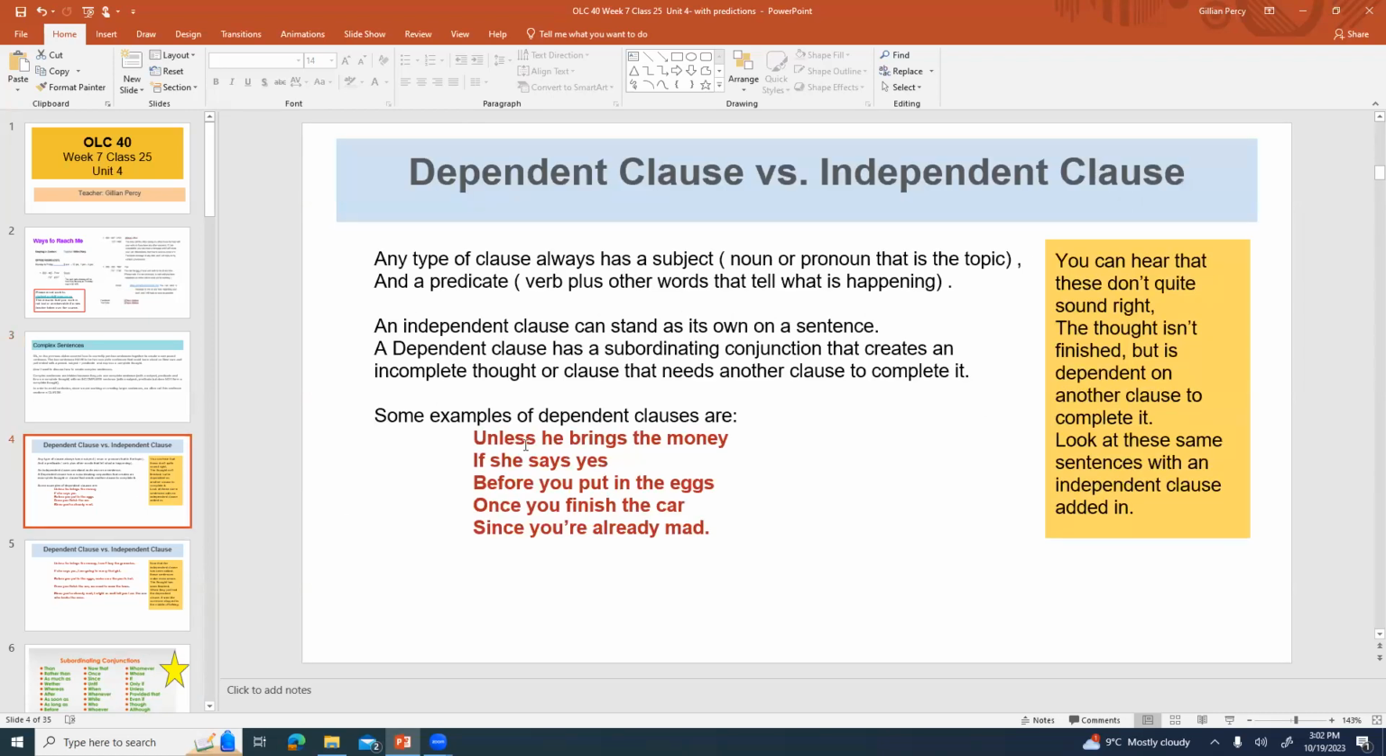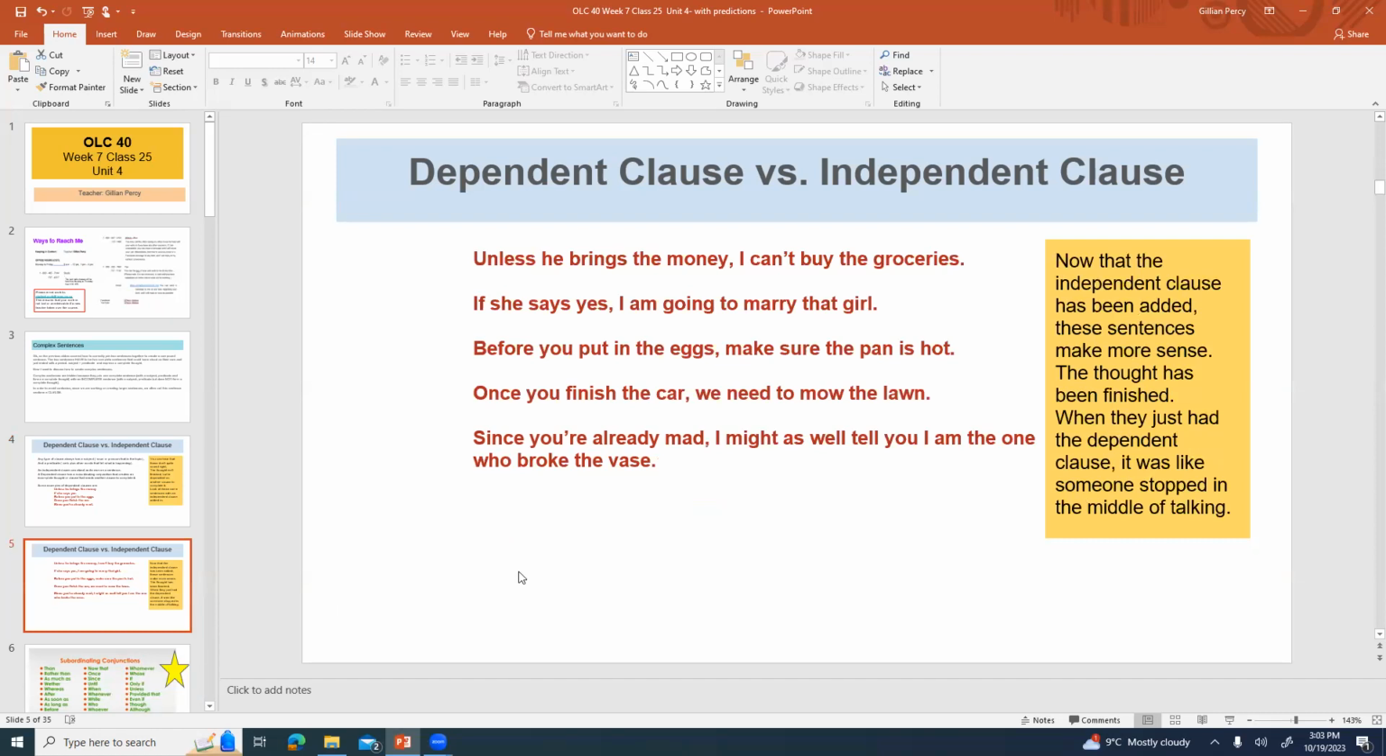So, quick review, a dependent clause would sound like: unless he brings the money. If she says yes. Before you put in the eggs. Once you finish the car. Since you're already mad. And you can see it's almost like we've cut somebody off in the middle of talking. It just doesn't quite make sense. They need the other half for the sentence to make sense. Part of that is because all of these start with a subordinating conjunction, and that kind of conjunction implies there are going to be two thoughts joined together.